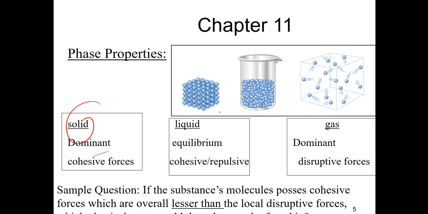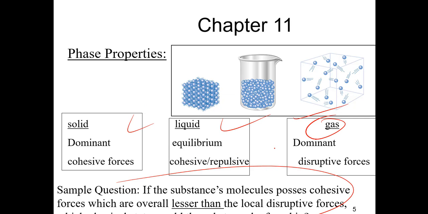On the other hand, if it's a mixture of cohesive and repulsive, the particles are attracted to each other, like opposite charges attracting, but yet there's temperature which is causing them to fly away from each other. If it's in equilibrium, it's a liquid. On the other hand, if it's mostly disruptive forces, you have a lot of temperature and they're moving really fast, and they don't have a chance to be attracted to each other, then it's considered a gas. So make sure you have those down.